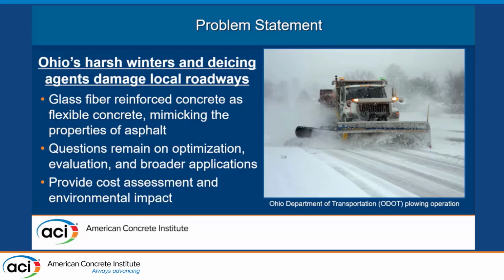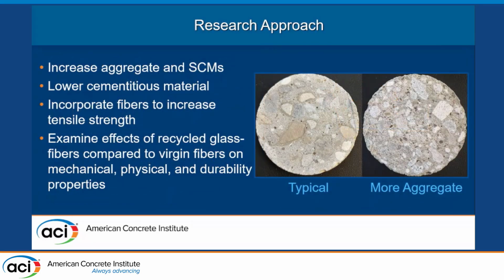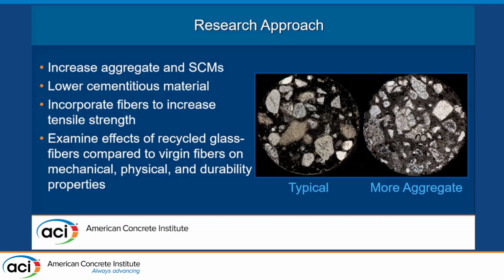Now, one of the first things we did was make a control mixture, and then we increased the amount of aggregate. If you look at this, the picture's up there, we can see the difference. There's more aggregate, there's going to be more supplementary cementitious materials, and the amount of cement paste is going to be lowered. And then to make up for strength and increase the tensile strength, we're going to increase the fibers.